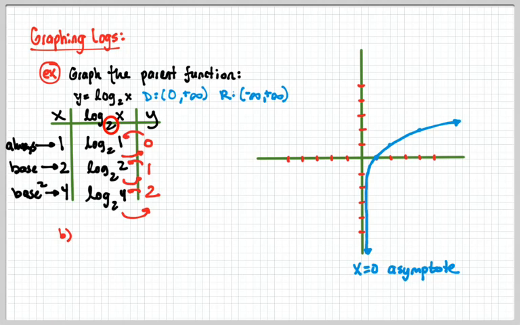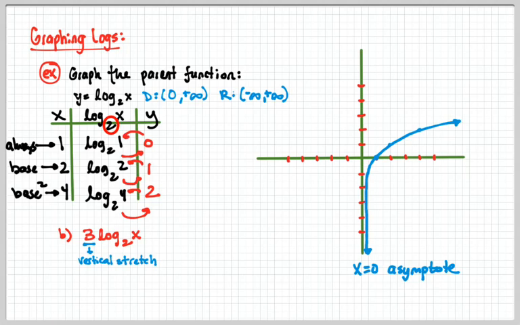So for b, let's say I gave you 3 log base 2 of x. So same parent function, because my base is 2, but now I'm looking at 3, and I know this is a vertical stretch by a factor of 3.